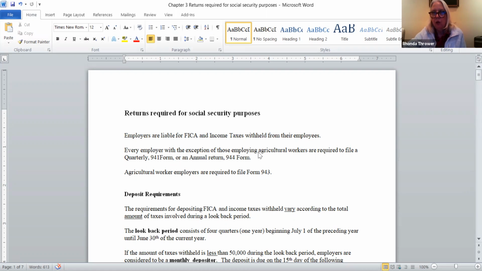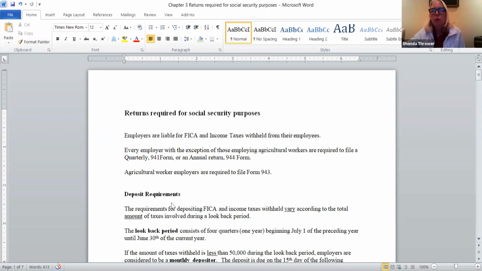Now, notice that there was an exception for agricultural workers. They are required to file Form 943, but this form is very similar to the 941 form in that agricultural worker employers also withhold FICA taxes from their employees' paychecks as well as income taxes.